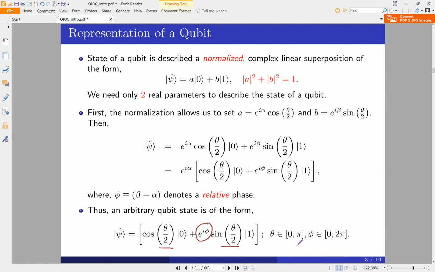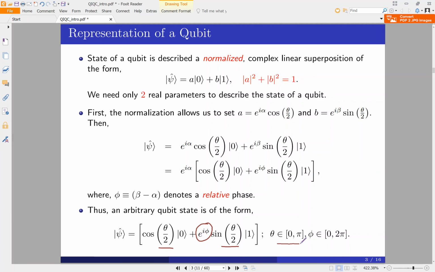Theta goes from 0 to pi and phi goes from 0 to 2 pi, and this is now a unique representation of a qubit state. Because I have a half angle here, theta should go from 0 to pi so as to cover all possible amplitudes, and phi should go from 0 to 2 pi to cover all possible phases.